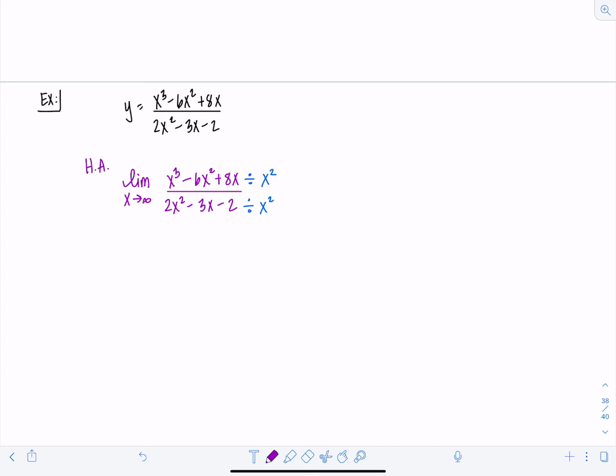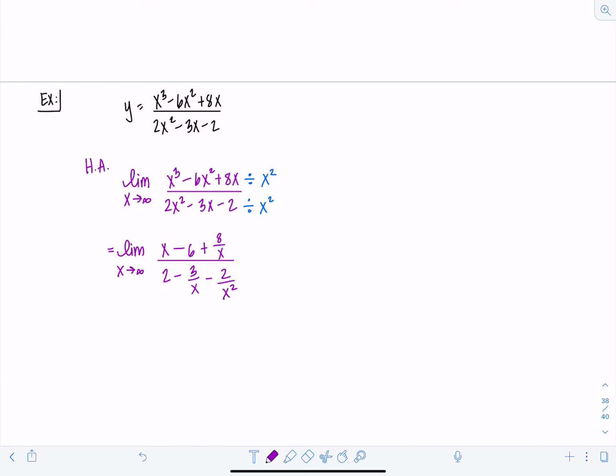And then we'll be able to take the limit. So I've got the limit as x approaches infinity. In the numerator, I'm going to have x cubed divided by x squared, so that's just x, minus 6 plus 8 over x. And then downstairs, what do we got going on? We've got a 2 minus 3 over x minus 2 over x squared.